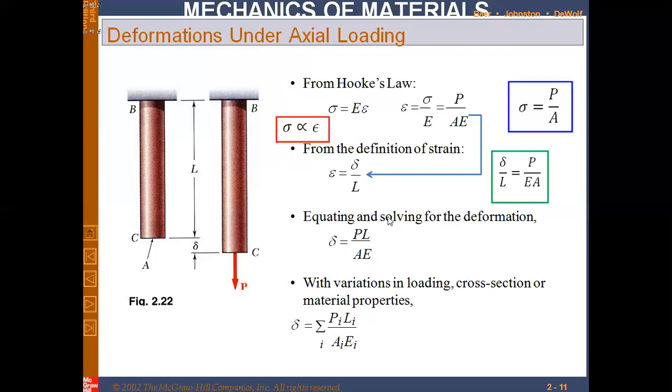Now we have the mathematical model for the deformation in terms of the external loading, the geometry of the material, that is the length of the rod and the cross-section area of the rod, and the material property, which is E. So this is the mathematical model. We could use it to directly find the deformation by knowing the load, length, cross-section area, and the Young's modulus of the material.